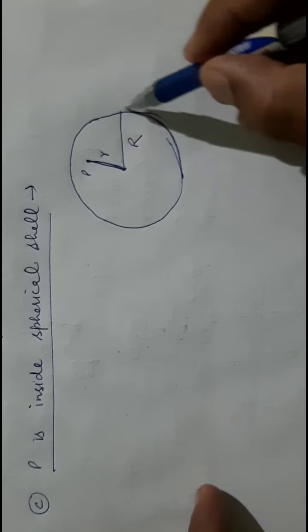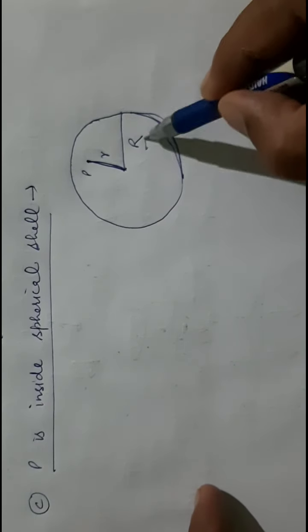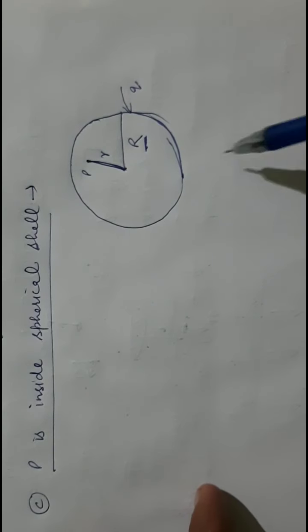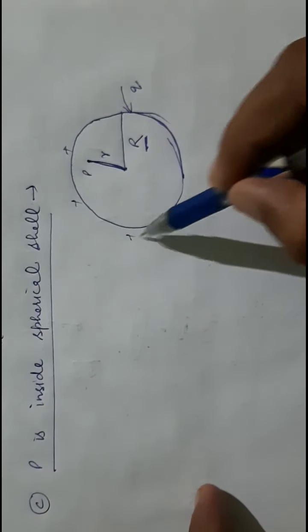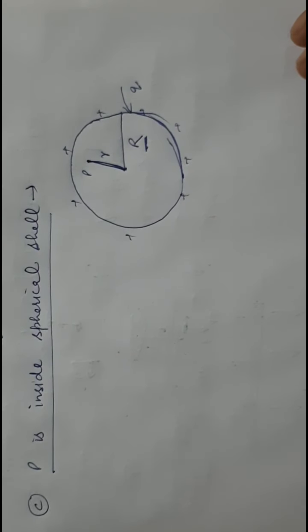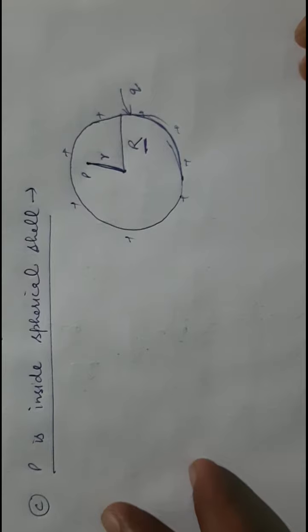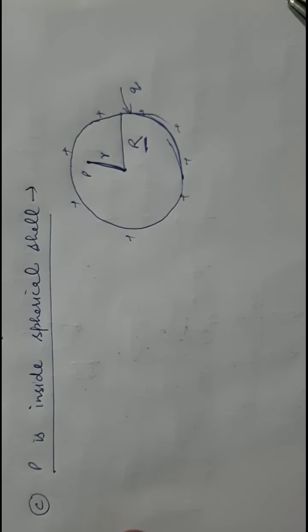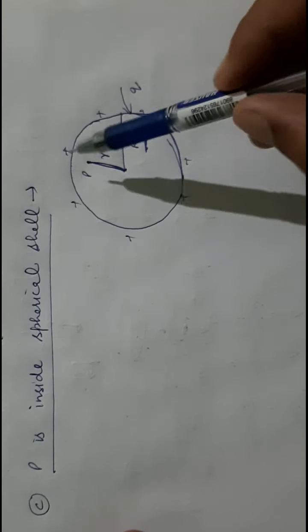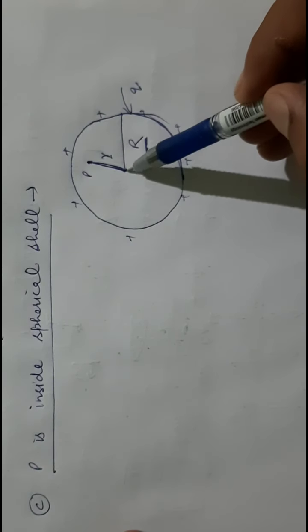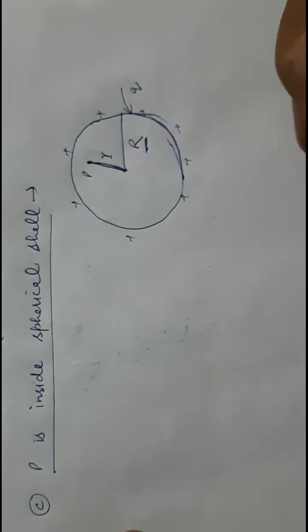This is a spherical shell of radius capital R, and charge Q is given to it, which is uniformly distributed over this shell. Here the thickness of the shell is negligible as compared to the radius, so I have not shown the thickness or second layer of the spherical shell. Let P be the point inside the spherical shell at a distance of r from the center where we want to calculate the electric field.